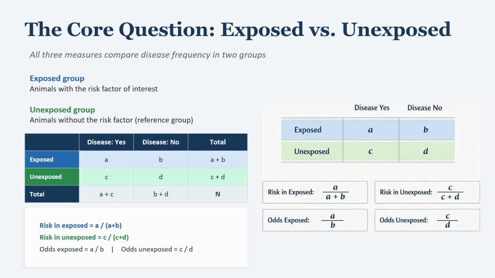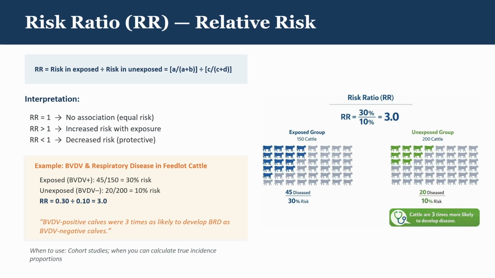From this table, we can calculate the risk of disease in each group. A divided by A plus B for the exposed, C divided by C plus D for the unexposed. We can also calculate the odds of disease in each group. A divided by B for the exposed, C divided by D for the unexposed. The difference between risk and odds is subtle but important, and it becomes the foundation for distinguishing the risk ratio from the odds ratio.